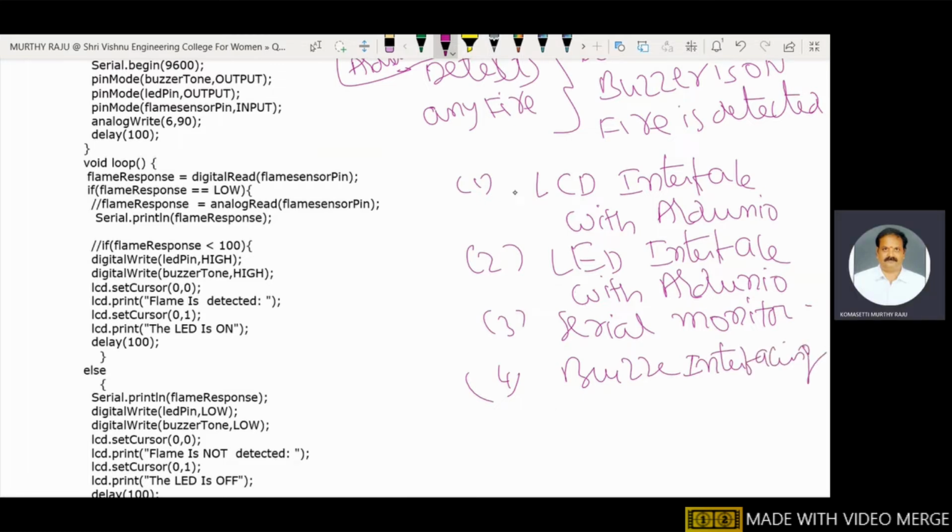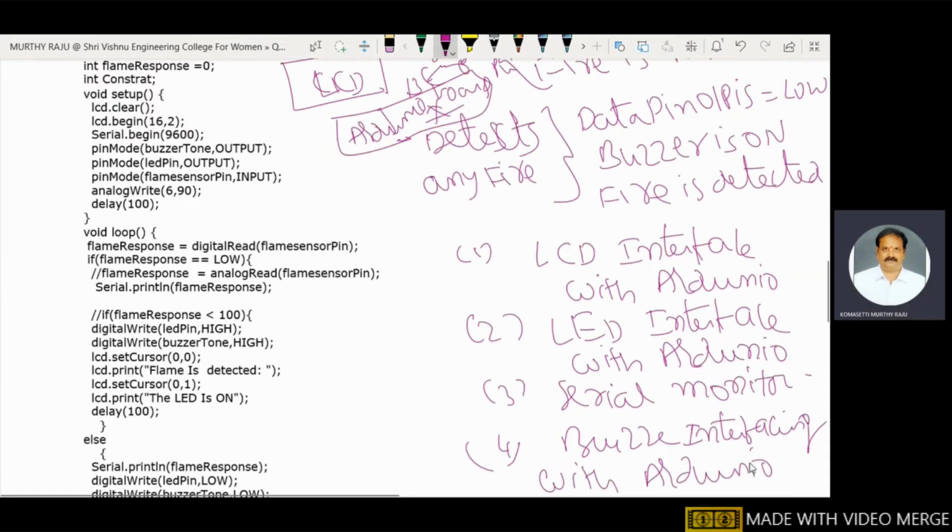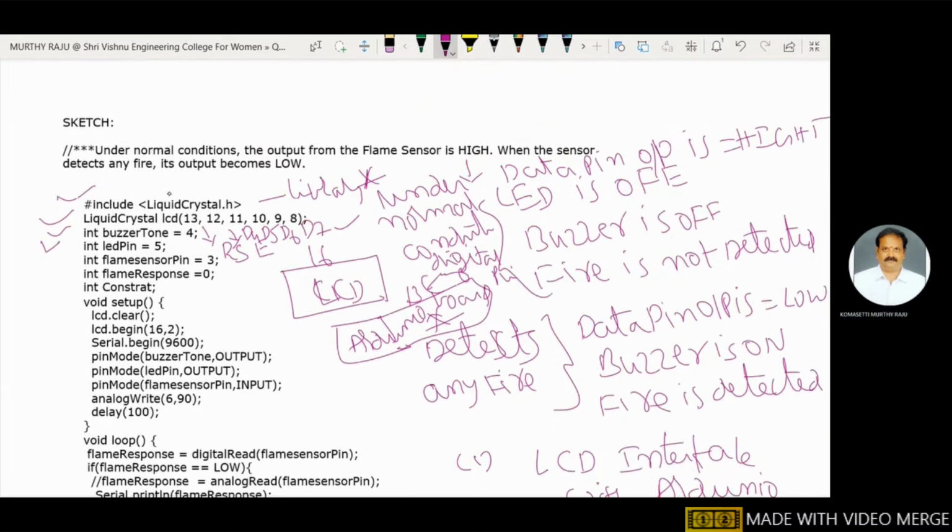Buzzer interfacing. LCD interface with Arduino, LED interface with Arduino, serial monitor, buzzer interfacing with Arduino. The buzzer has two terminals generally, a ground terminal and a VCC terminal. Now the buzzer declaration is indicated here. Integer buzzer tone is 4, which means the 4th digital pin of the Arduino board.